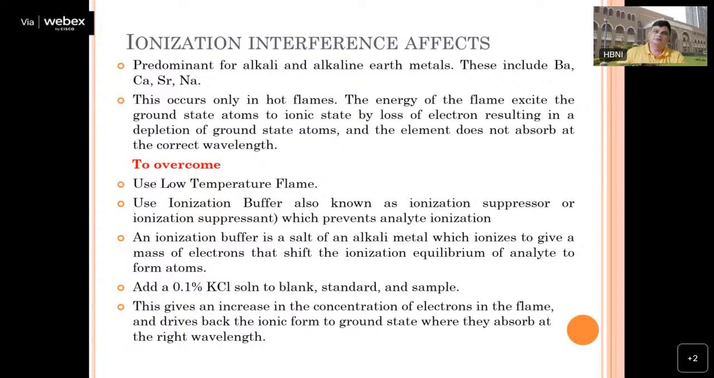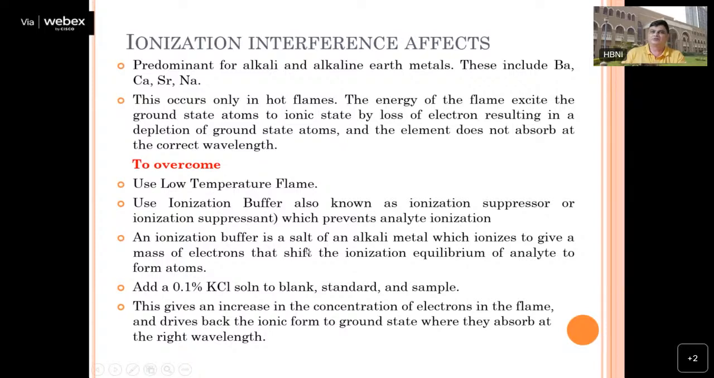Then the next one is the ionization interference effect. This basically means that there are atoms which can easily ionize, so a lot of electrons are available in the flame. So how do we overcome this problem? You can use a low temperature flame, or one can use an ionization buffer, also known as an ionization suppressor or ionization suppressant, which prevents the ionization.